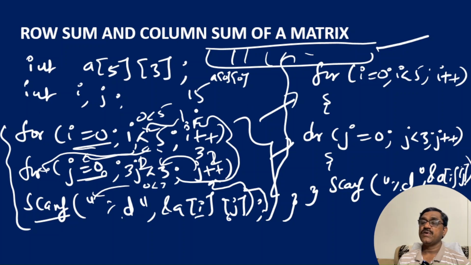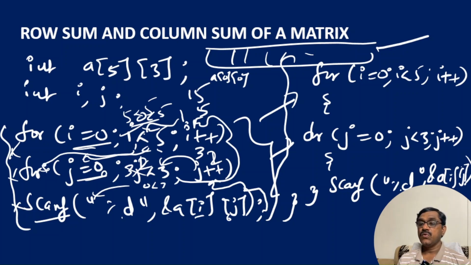So the final value of i becomes 5. In this case, the condition is tested. 5 is less than 5? No, the condition is false. When the condition is false, the first for loop is not executed, the second for loop is not executed, and the scanf statement is also not executed.